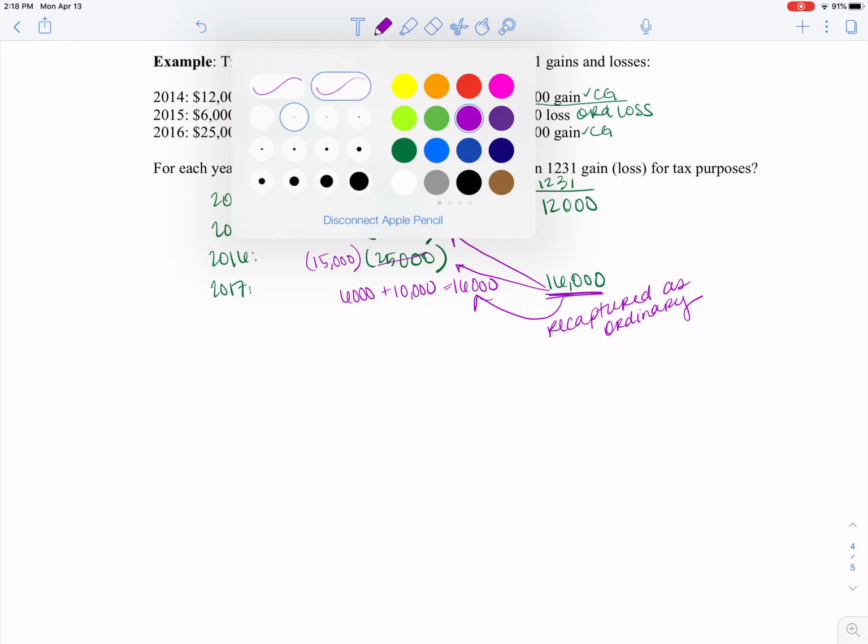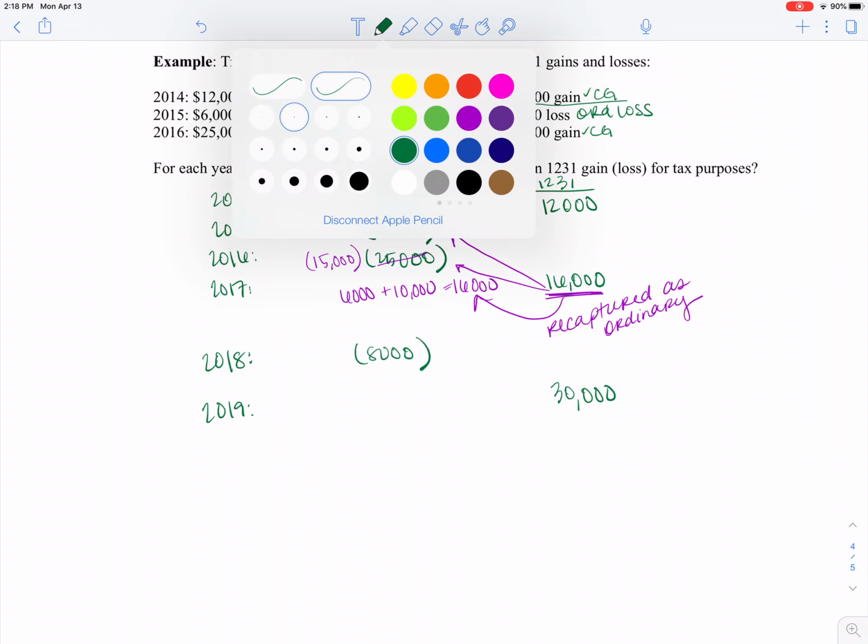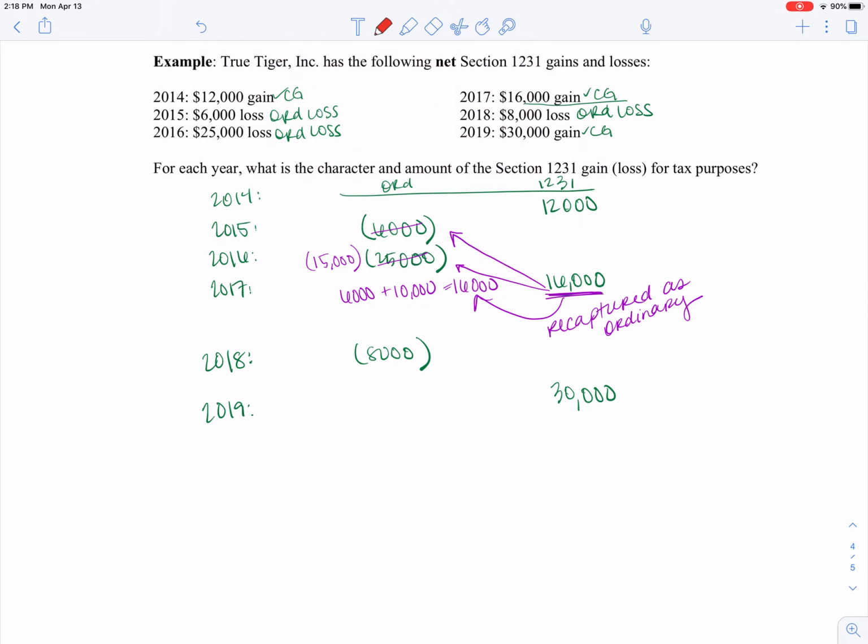Okay, I'm going to move on then to year 2018. In 2018, I have an $8,000 loss. It's an ordinary loss. That's fine. I just keep going. Then I have 2019. And in 2019, I have a $30,000 net 1231 gain. And so I have to go through that process again.